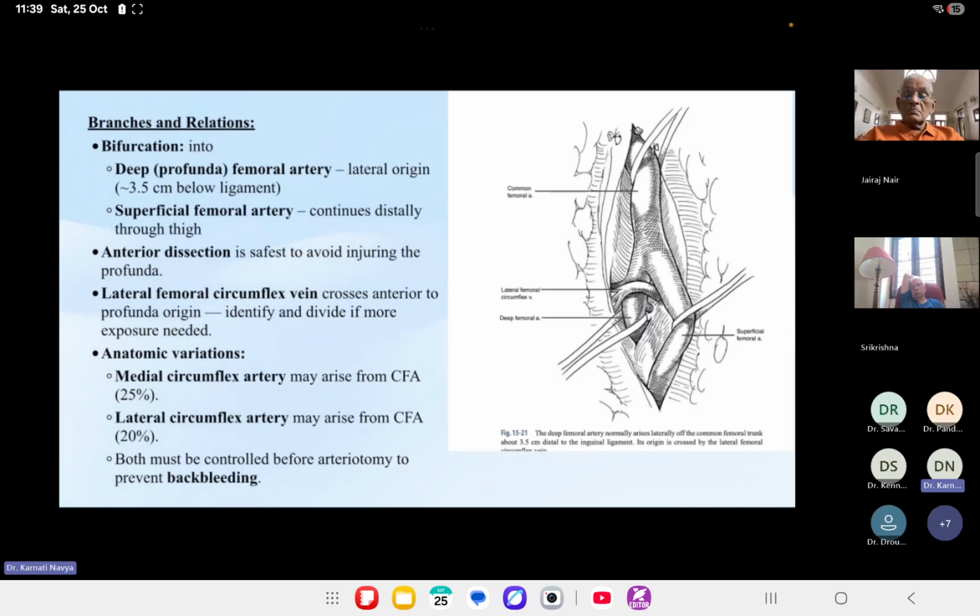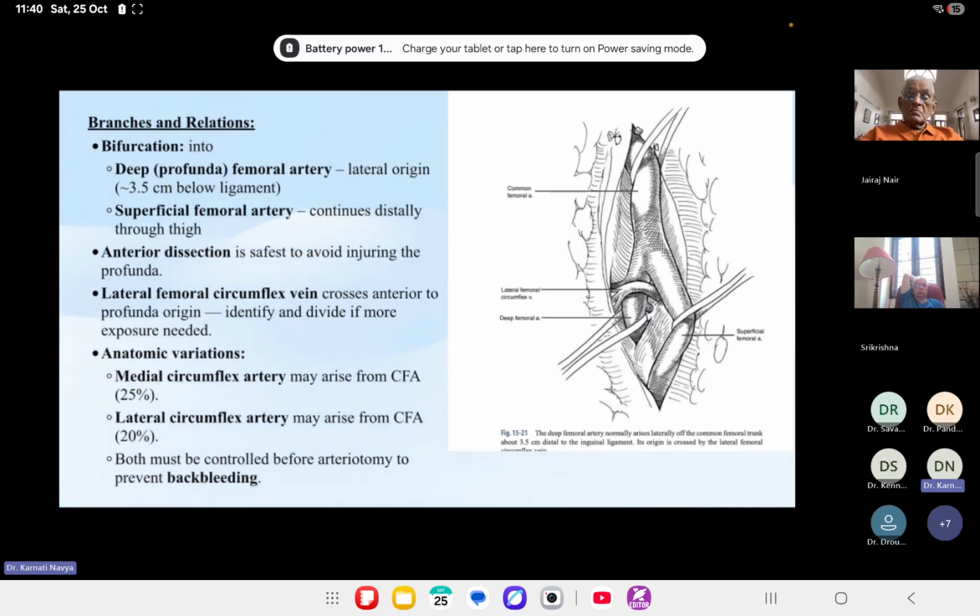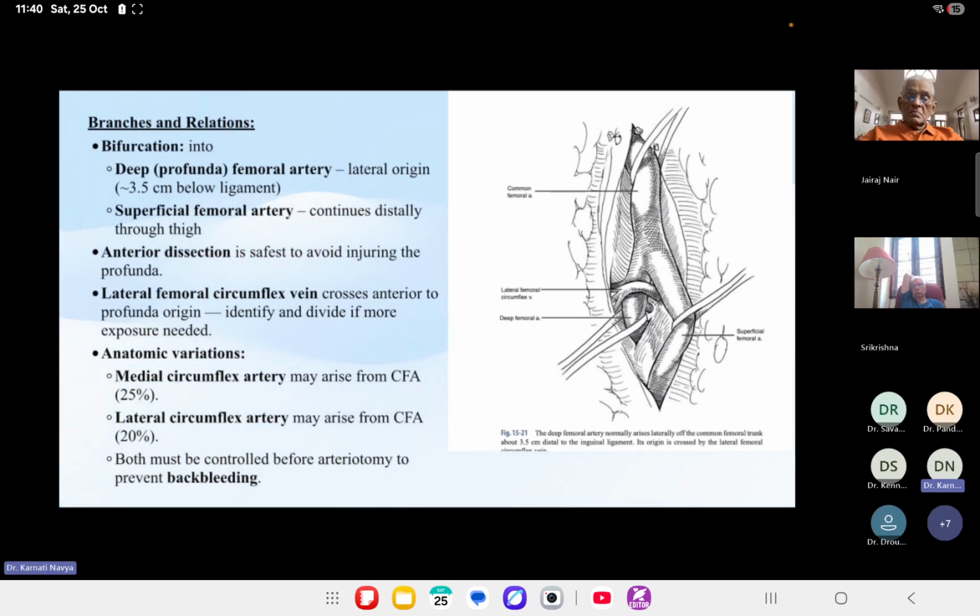Branches and relations: it bifurcates into the deep profunda femoris artery, which is lateral in origin, 3.5 centimeters below the ligament, and the superficial femoral artery, which continues distally through the thigh. Proceed anteriorly to avoid injury to the profunda femoris artery. The lateral circumflex vein crosses anterior to the profunda origin, so identify and divide it if more exposure is needed.